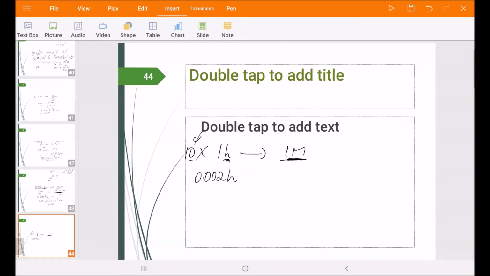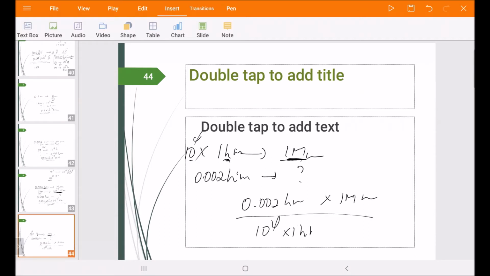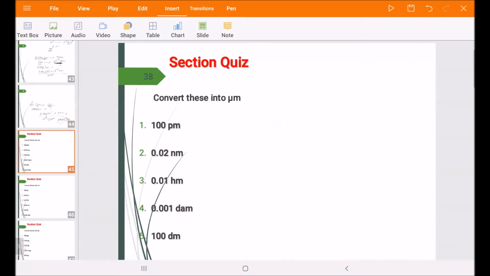0.002 hectometer times 1 megameter over 10 to the power of 4 times 1 hectometer. Hectometer cancels hectometer. So the answer is 0.002 times 10 to the power of minus 4 megameter. Get it? All right. This is how you become good at it: practice. Okay? All right.